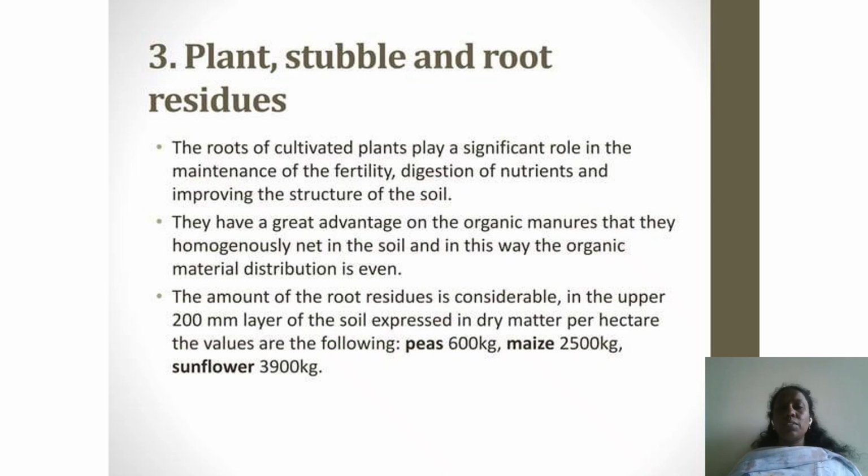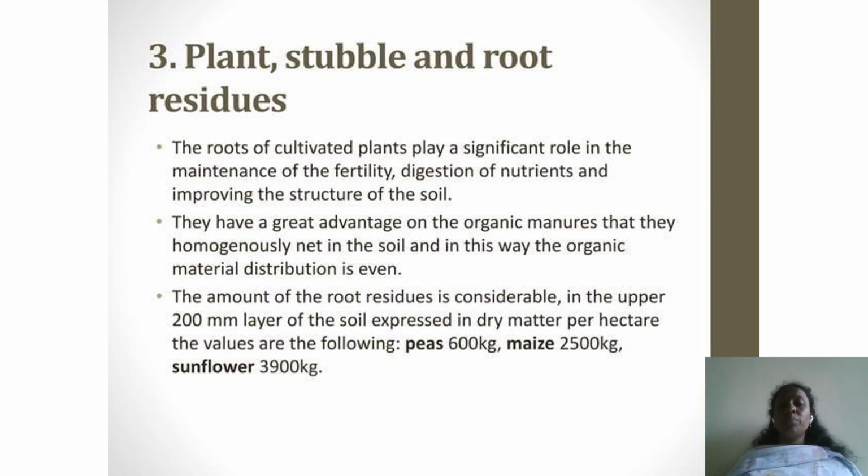The roots of green manures play a significant role in the maintenance of soil fertility because they are capable of collecting nutrients and improving the structure of the soil. They have a great advantage over organic manures because they are homogeneously mixed in the soil, and it is good organic waste to be expedient. As it is normal, the roots are adapted to the soil.